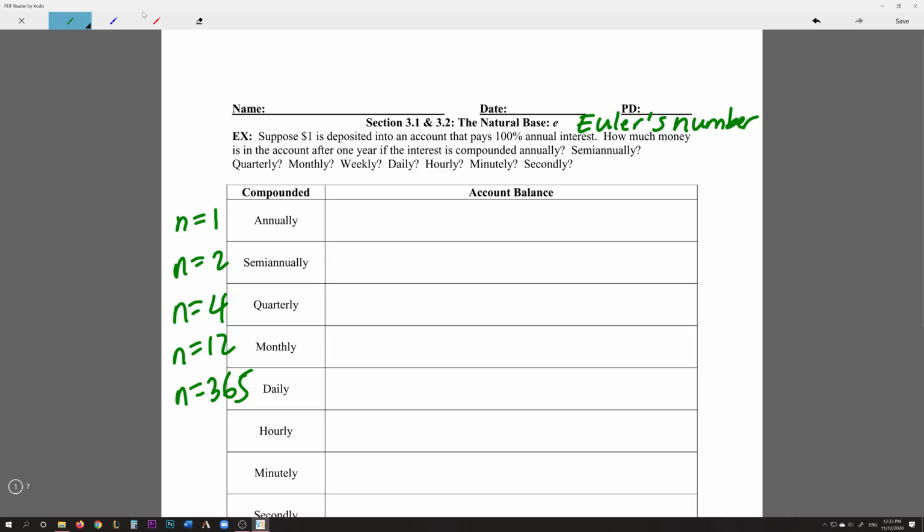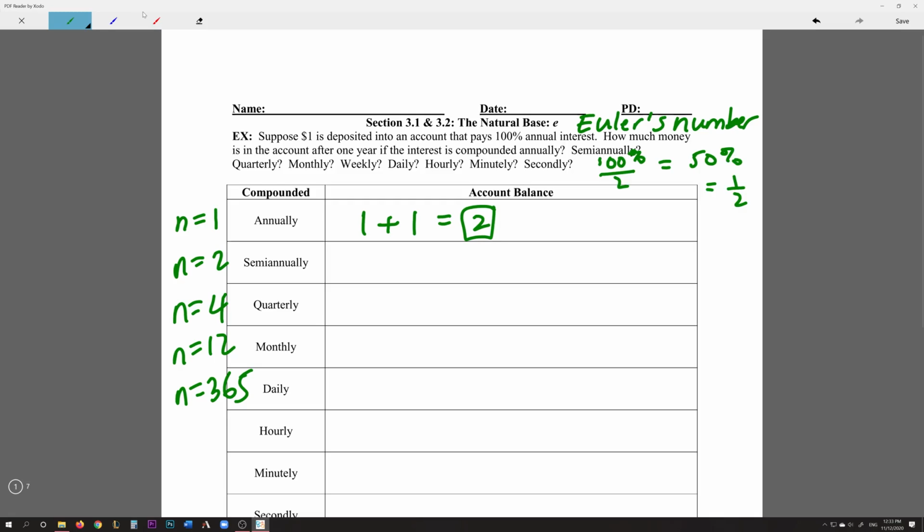So you have $1. We're gaining interest, so we add more money. 100% of $1 is 1, so at the end of the year, we would have $2, right? However, let's say we compound it semi-annually. So we take the 100% and we cut it in half, that's 50%. 50% as a fraction is really just 1/2, right?